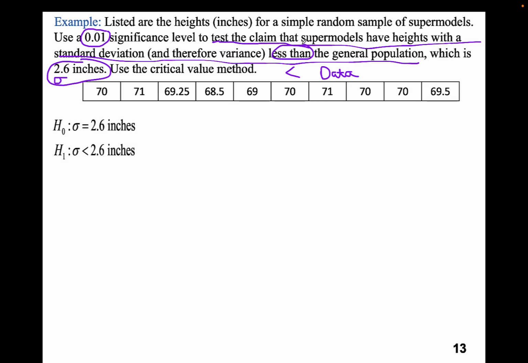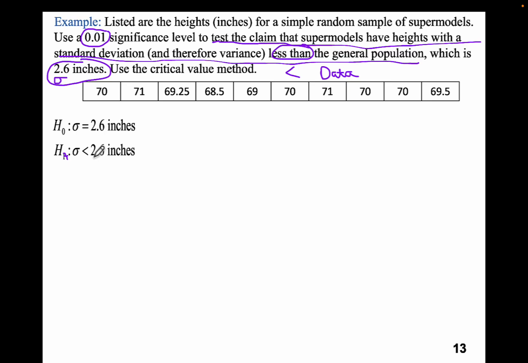All right, let's set it up. The null hypothesis is that sigma equals the 2.6 inches. And the alternative hypothesis is their claim that sigma is less than that. So less variance in the heights of supermodels compared to the whole population.